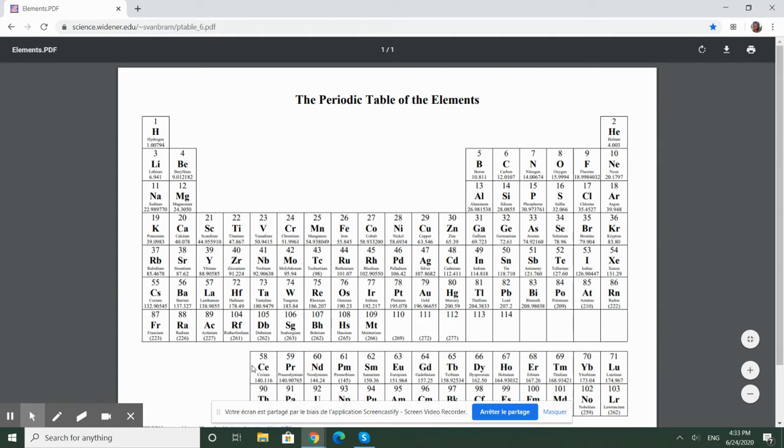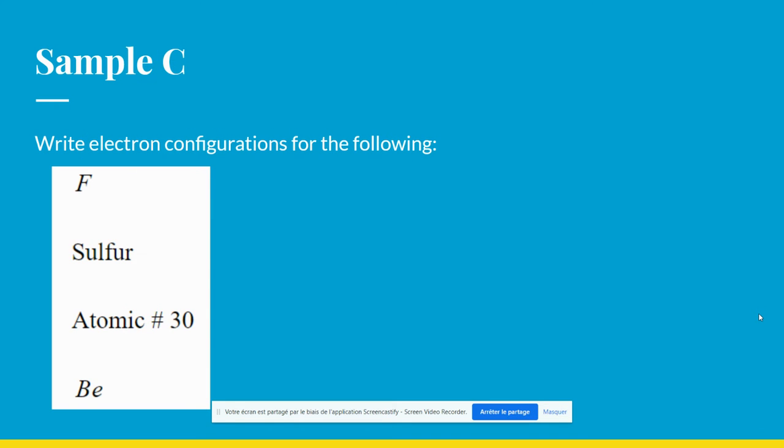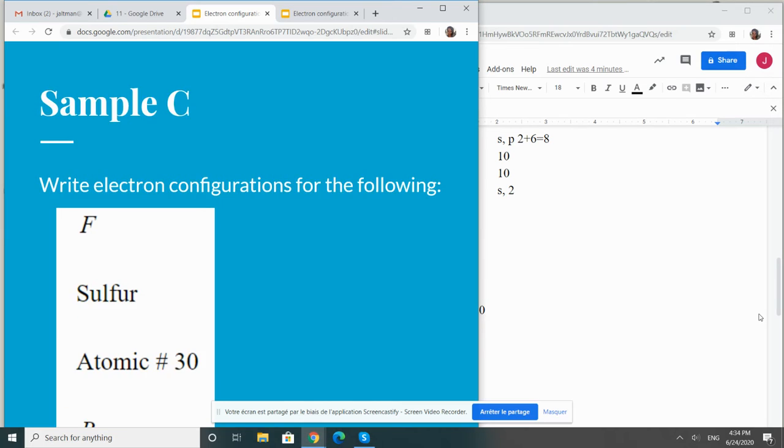You have to do row number minus 2 for F, but I'm not really going to be giving you ones with F, so you don't really need to worry about that. But just for the sake of completeness, 4f, 5d, 6p, 7s, 5f, 6d, 7p. So if you don't see it that way, it's okay if you don't. It'll mean that you will need to memorize it instead. Some students write it on the top of their paper before a test. That's completely fine. All right, let's work through some examples.